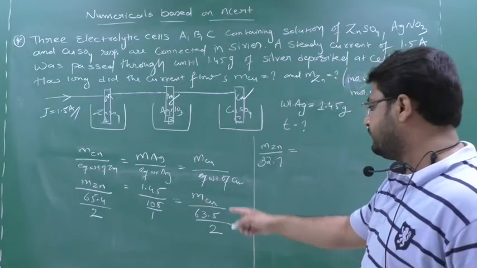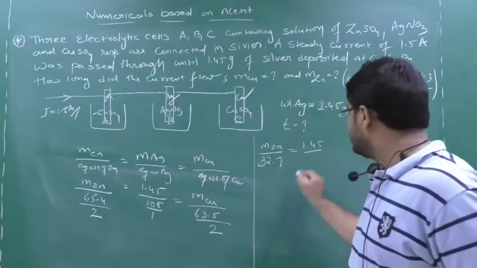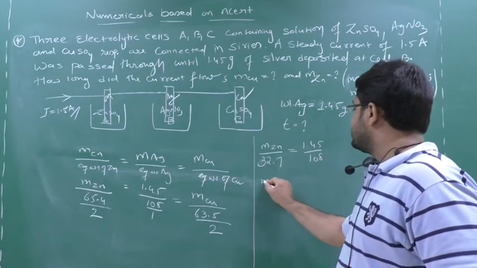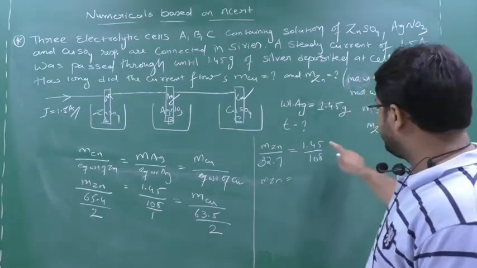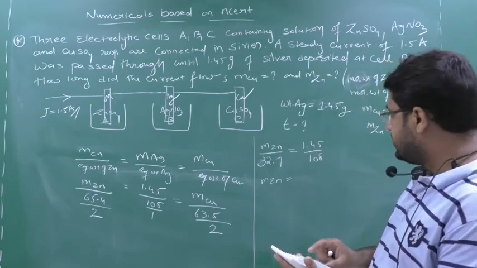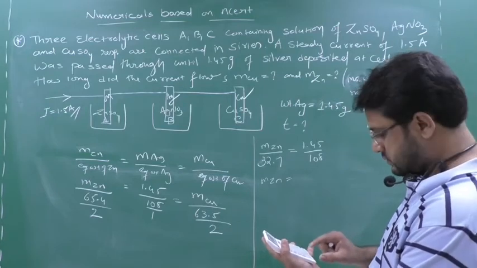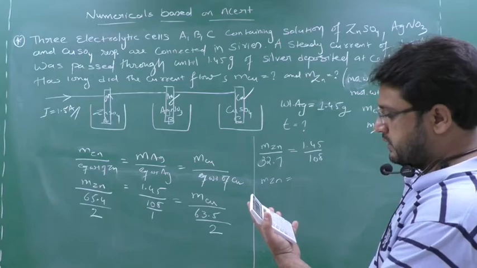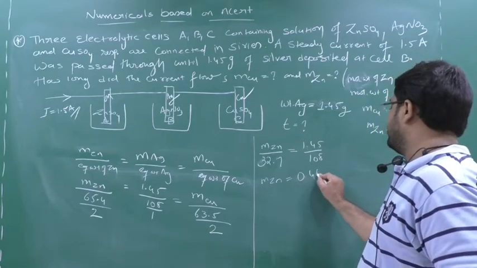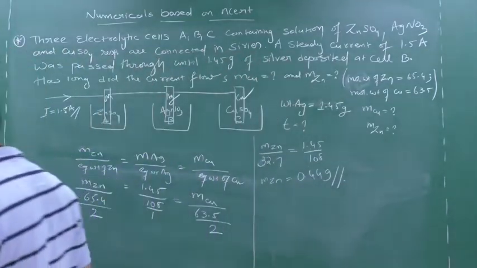equal to 1.45 by 108, where 1 means 108. So for the mass of zinc, I will first multiply this with 1.45, then I will divide by 108. So I get the answer as 0.44 gram of zinc will get deposited here.